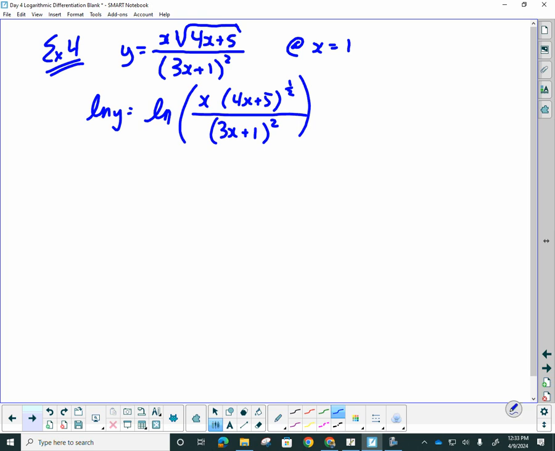Now, one of the laws of logarithms we've seen before, bringing that exponent down. But the other law of logarithms, or lns, is if you're taking the ln of a quotient, you can take the ln of the top, subtract the ln of the bottom. So the ln of the top is x times (4x plus 5) to the 1/2, minus the ln of the bottom.